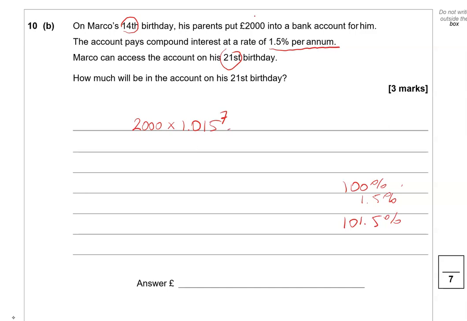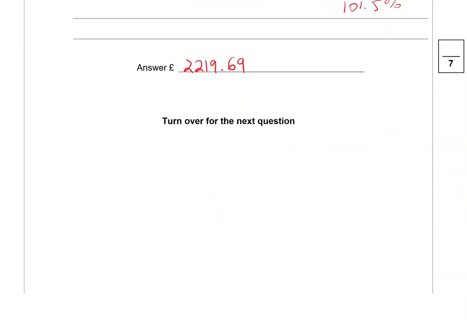So if you input this in the calculator, 2,000 times 1.015 to the power of 7, it gives us 2,219.689825 and so on. Now when it comes to money, we only need 2 digits after the decimal point. Because we have a 9 after the 8, we're going to round up. So this becomes a 9, 6, and the rest remain unchanged. So £2,219 and 69 pence.